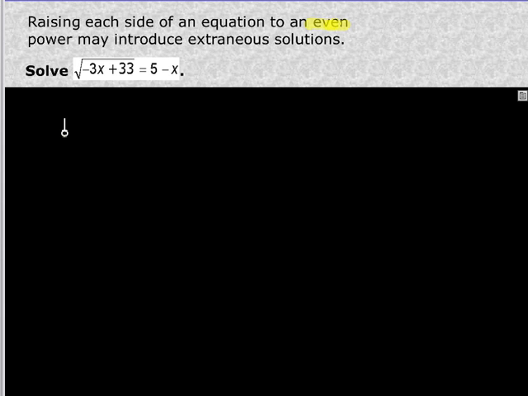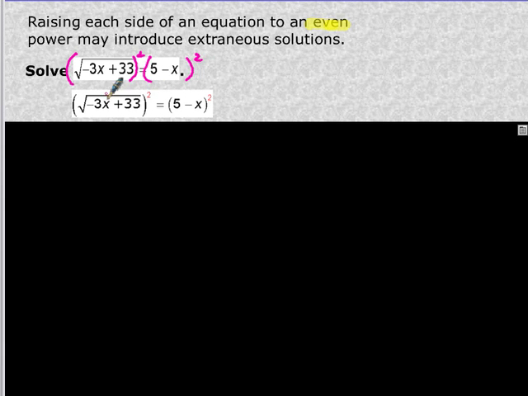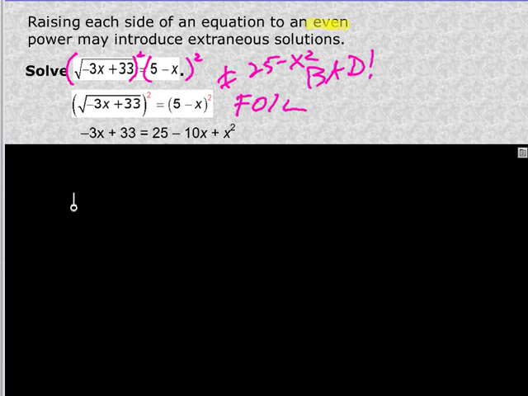So here's an example. Solve this equation. We're going to solve it the same way, get the radical by itself. In this case it is. So we're going to raise both sides to the power of the radical index, which is 2 in this case, which is an even. This undoes it. This one, don't forget, you're going to FOIL it. Please, please, this is not equal to 25 minus x squared. This is bad. Very, very bad. Okay, so FOIL this. When you FOIL it, you're going to get 25 minus 10x plus x squared.